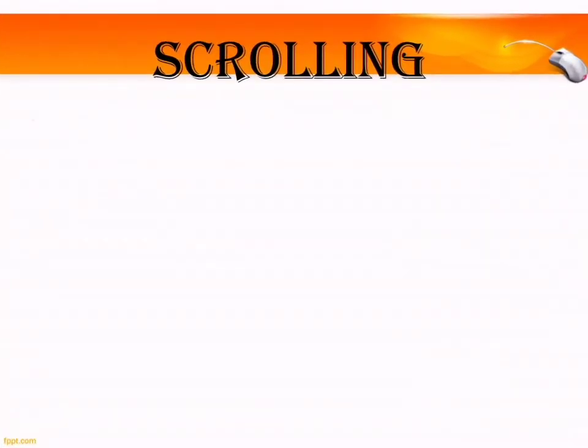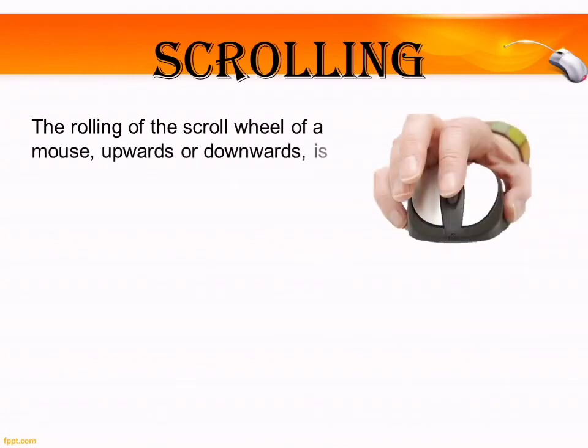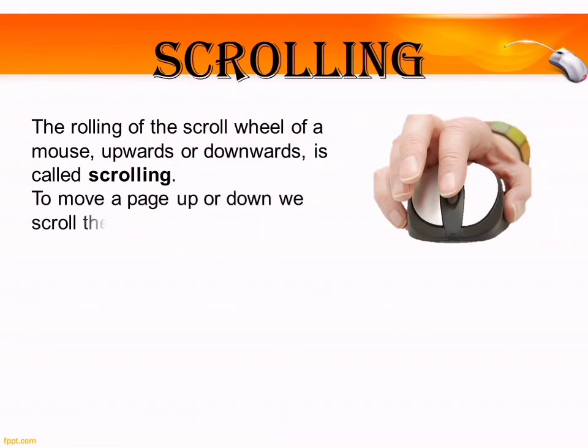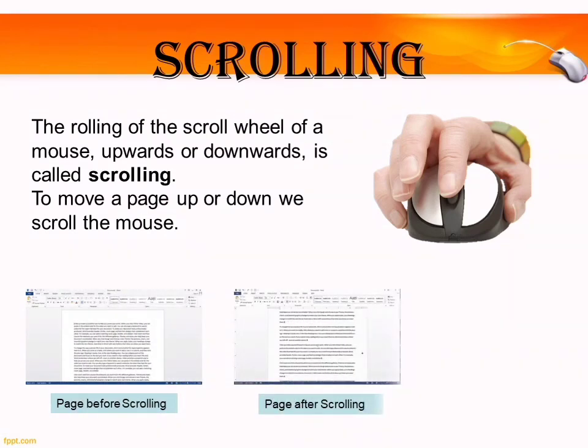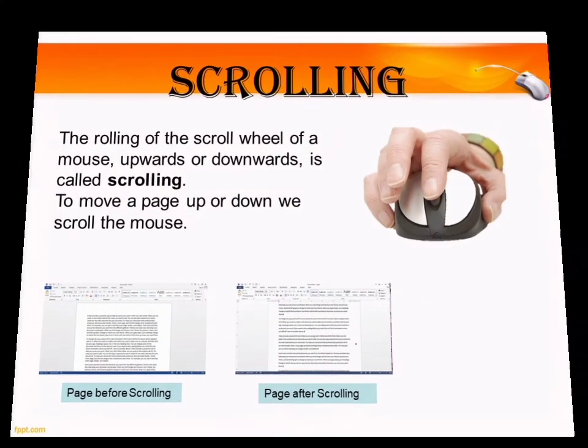The last mouse action that is to be discussed today is scrolling. The rolling of the scroll wheel of a mouse upwards or downwards is called scrolling. To move a page up or down, we scroll the mouse. Look at the pictures to understand it better. Here I have shown the page before scrolling and the page after scrolling.